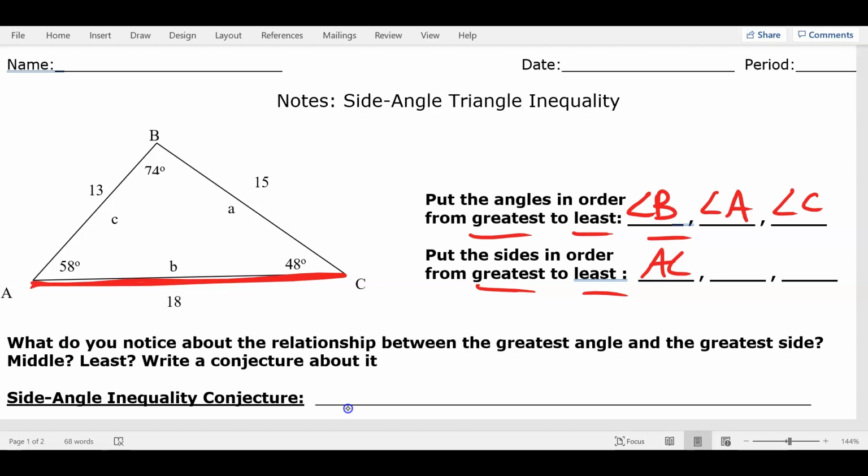Now the middle side length is what? 15. Now, what is the name of the side with 15? What to what? B to C, right? Or CB works as well, either way. But I'm going to put BC with a segment on top. Last but not least, the smallest side is what? The 13, which is what to what? A to B.